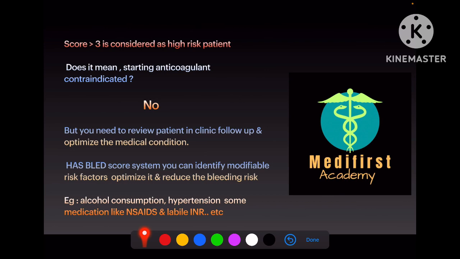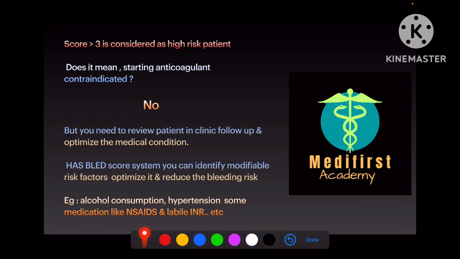Then if your patient's score is more than 3, you have to follow up that patient regularly in the medical clinic and try to optimize the modifiable factors. Suppose your patient is hypertensive, you try to keep the BP in the normal range, right? Then it will automatically reduce the HAS BLED score by 1, right? If your patient's BP is normal, then you don't have to worry that much. It will automatically reduce your HAS BLED score also, right?